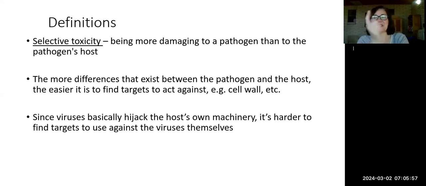This is one of the trickiest ones though. Viruses. Viruses are very different than our cells. However, to do the work of copying themselves and making more of them, they use all of our own machinery. They use our ribosomes, they use our cell membrane if they need an envelope, and so it makes it really hard to find a target to use against the viruses themselves. That's why it's been so hard. And so many of the antimicrobial drugs are antibiotics. They're medications that are used against bacteria because bacteria are so different from us.